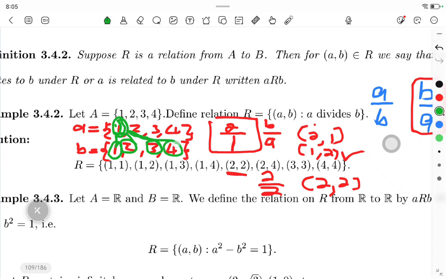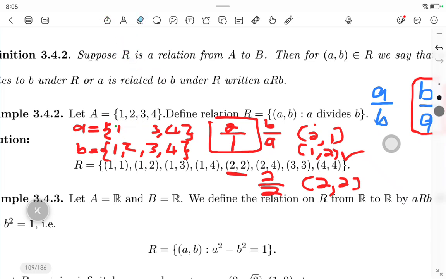Can 1 divide 4? Yes. That's why here we have 1, 1, 1, 2, 1, 3, 1, 4. Then now you come to 2. 2 cannot divide 1. You see right now? If I have 1 over 2, this is not possible. It's going to give us a remainder. So we're not going to work with that.